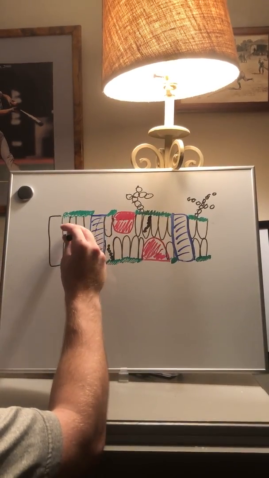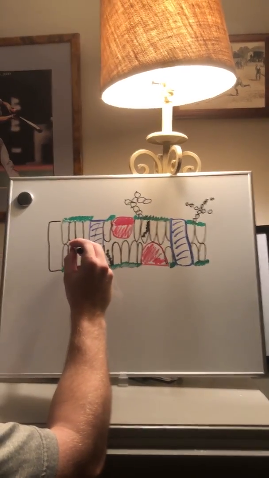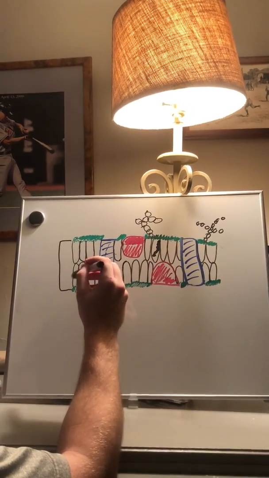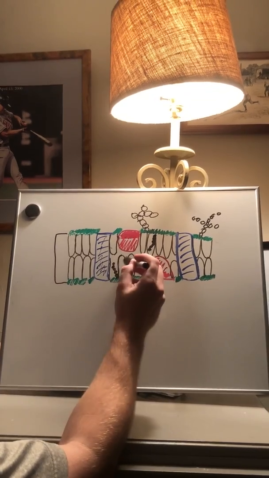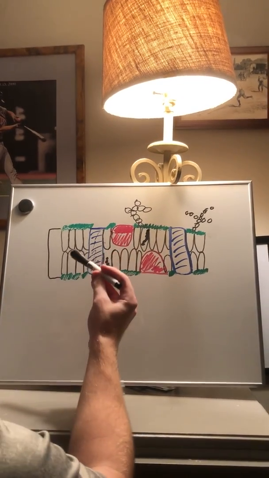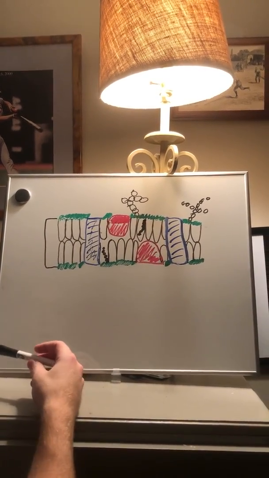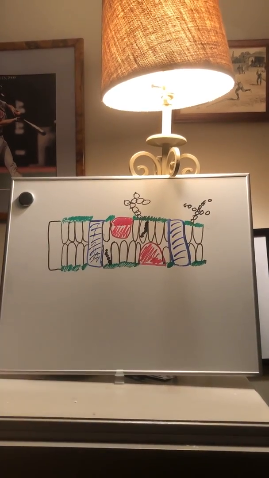And the black stuff within this cell membrane is our fatty acid tails, which are long hydrocarbon chains and are hydrophobic and mostly nonpolar. The movement of the phospholipids is lateral, and they do not flip-flop across.